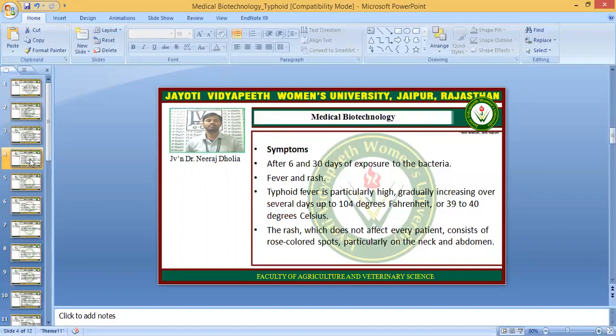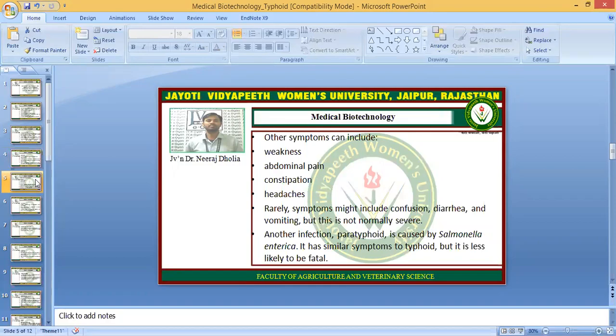So the main symptoms were the fever and rashes, and the fever may reach 39 to 40 degrees Celsius, and it may cause the rose colored spots in the neck and abdominal part. And the other symptoms which are not very common can include the weakness, abdominal pain, constipation, headache, and the diarrhea and vomiting. A similar bacteria is also there, that is the Salmonella enterica, which can cause the similar symptoms.